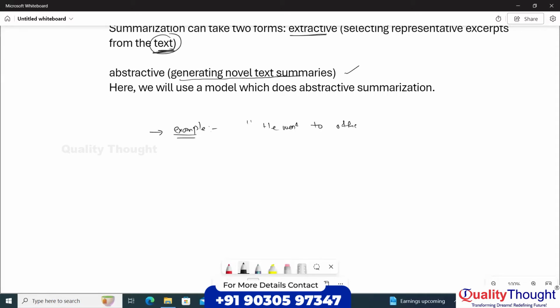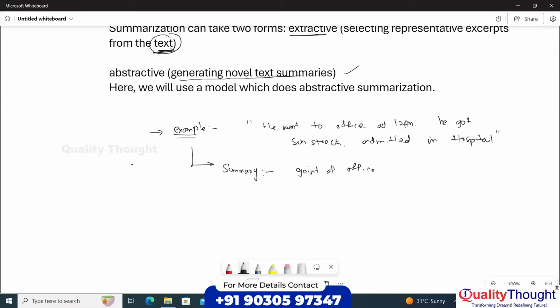He went to the office at 12 p.m. He got sunstroke and was admitted to the hospital. What is a general summary? What can we say? Going to the office will cause sunstroke. This is one summary.